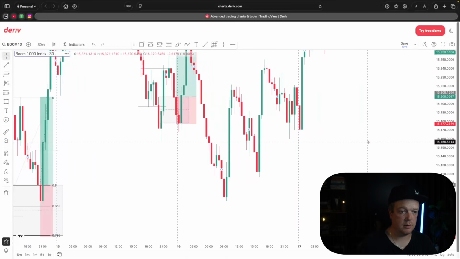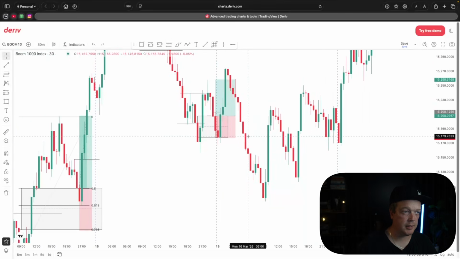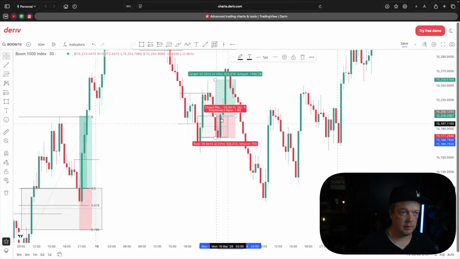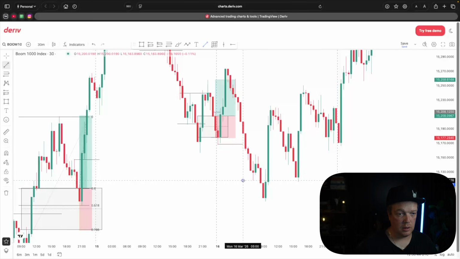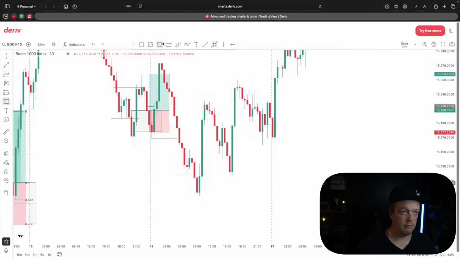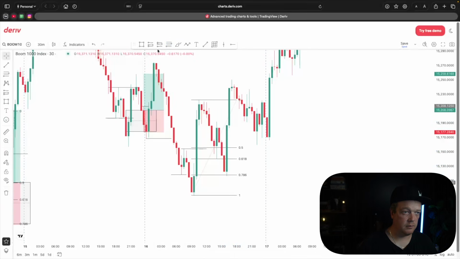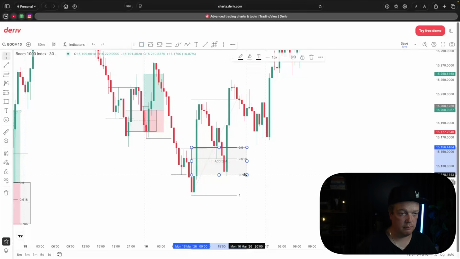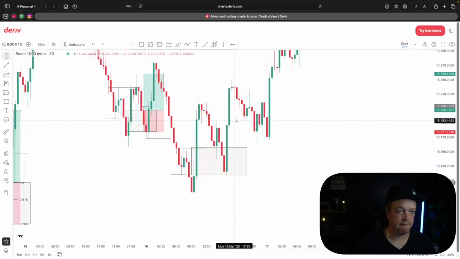Okay, let's look at this following day. Lows being created. Did we take out a high? Yes, we did, right over there. Let's draw our fib from this low to this high. Beautiful. Let's mark our zone right over there.